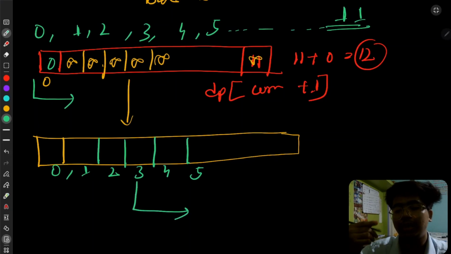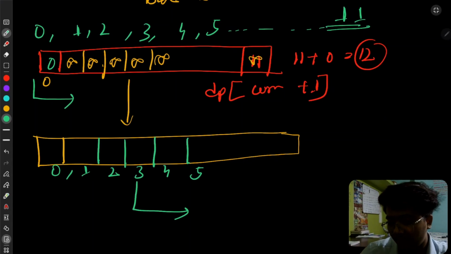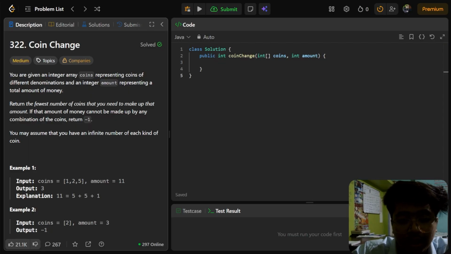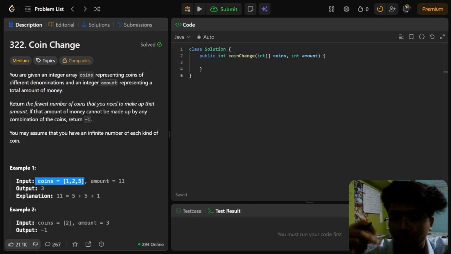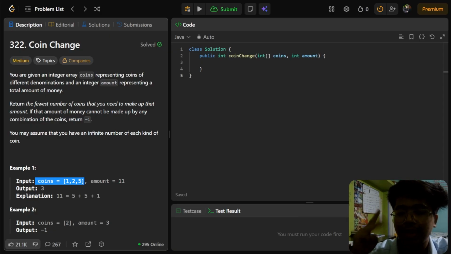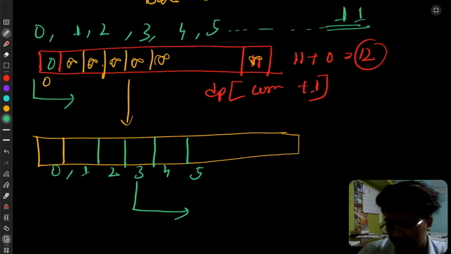When we try to build the currency 3, we have only the coins 1, 2, 5 as denominations. Suppose we want to build the number 3. How many possible combinations are there to build 3? One combination of building 3 is 1 plus 1 plus 1. Let's move to the board, you will understand better. Now suppose we want to build 3.